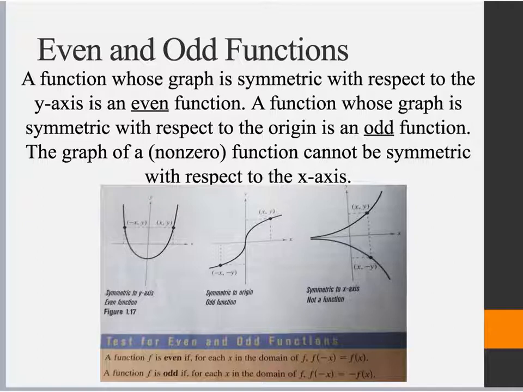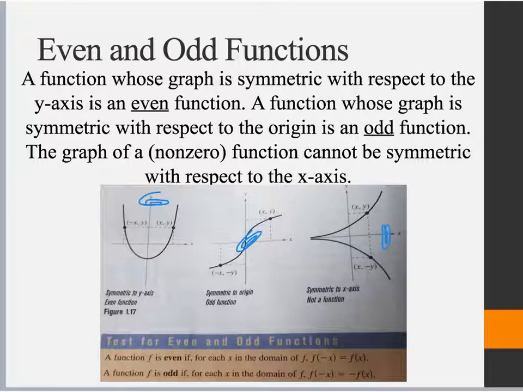x-axis. So again, it's even if it's symmetric to the y-axis, meaning I can kind of spin it around this way, right? If it's odd, it is symmetric to the origin, which means it spins kind of diagonally. But something that is considered neither is technically not symmetric across the origin or the x-axis, okay?